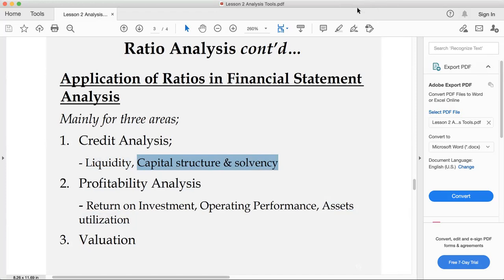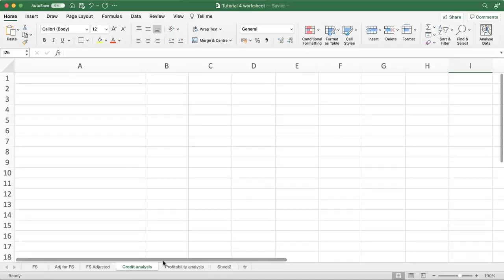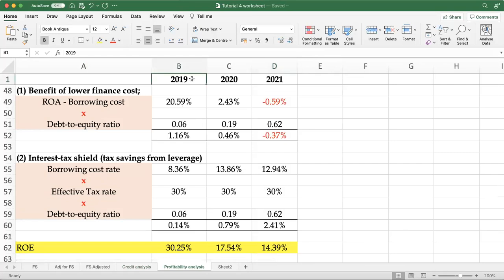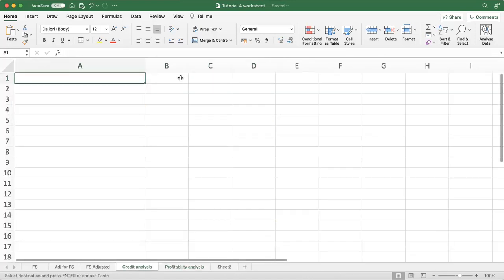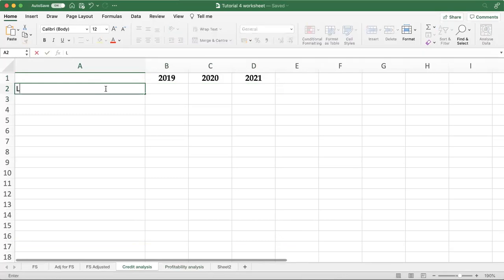So you know liquidity ratios. You can first calculate those liquidity ratios under this credit analysis. So you can say first liquidity analysis. You can take 3 years.